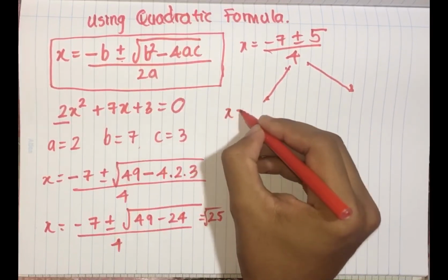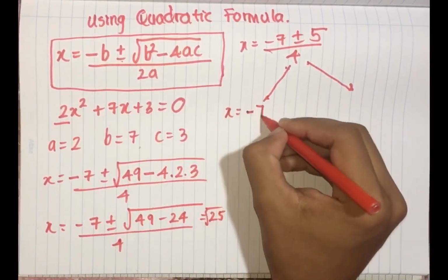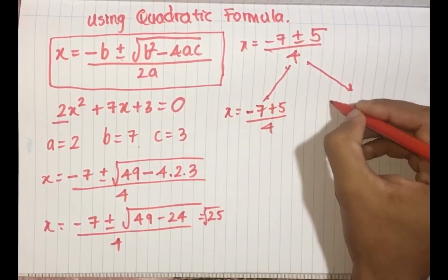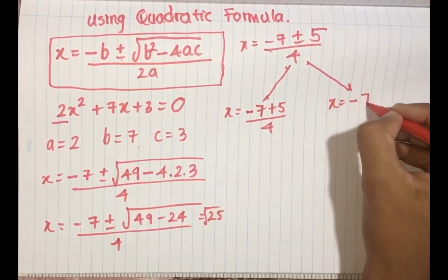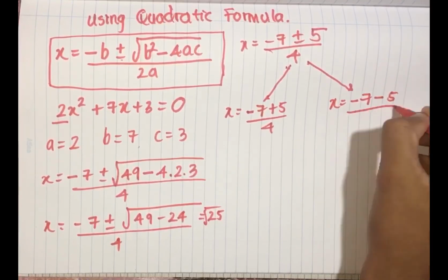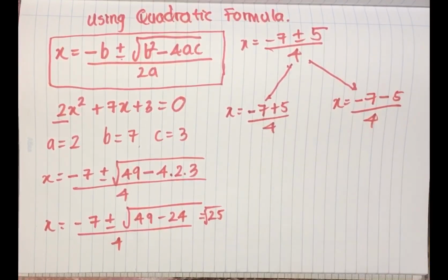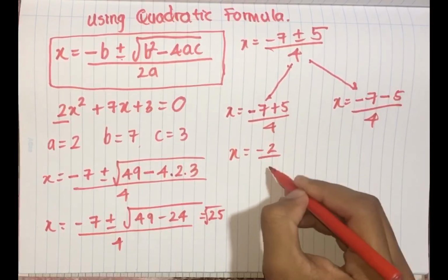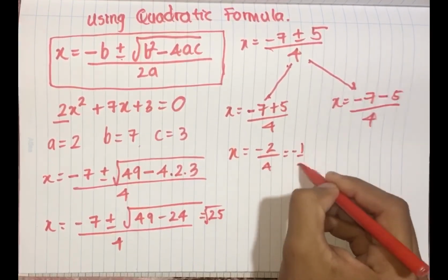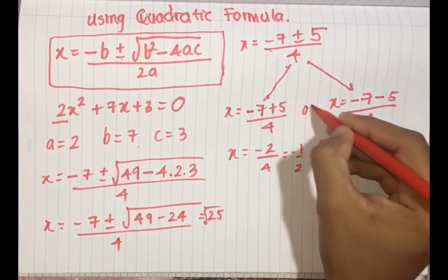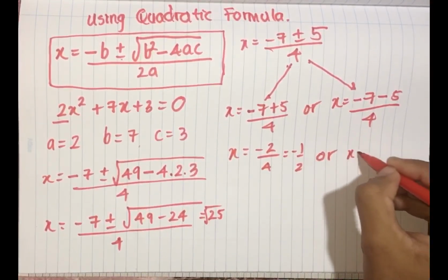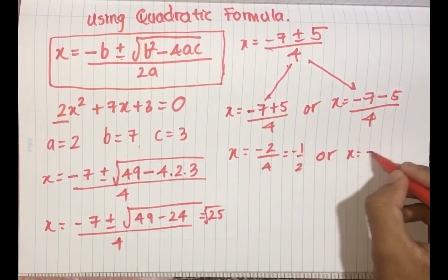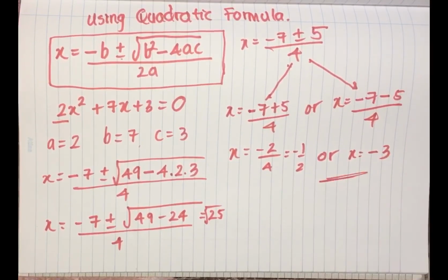So let me take the plus sign first. So you have minus 7 plus 5 over 4, and on the other side you have x is equal to minus 7 minus 5 over 4. So solving this should give you the answer. X is equal to minus 2 over 4, that is equal to minus half, or x is equal to, here you have minus 12 over 4 is going to give you minus 3. Are you okay with this?